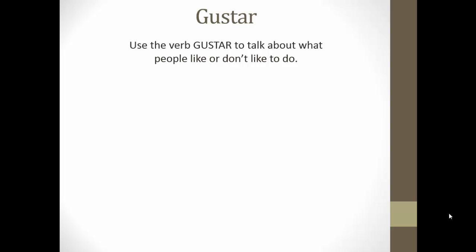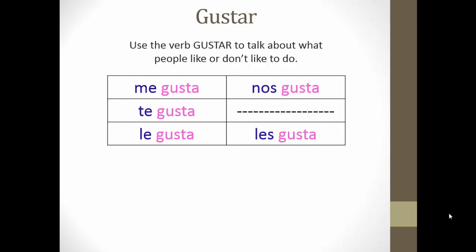Bullet 2 says you can say what you like to do by using the phrase me gusta plus an infinitive. An infinitive is a verb. In Spanish, they end in AR, ER, and IR. The third bullet says you can use no me gusta plus an infinitive to say what you don't like to do. So let's move on to the chart.